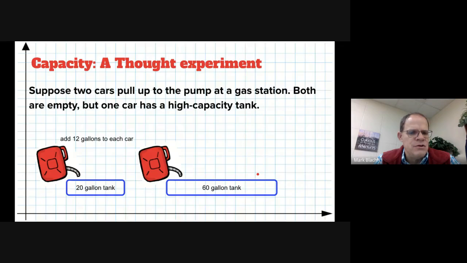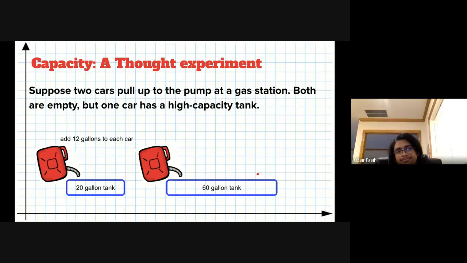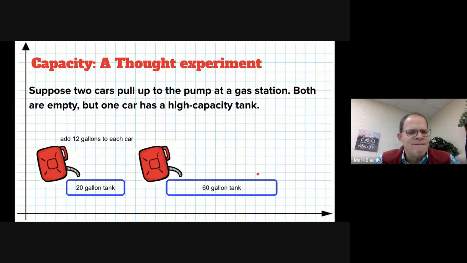How much will 12 gallons fill up a 20-gallon tank? What percentage? Will it fill it up 100%? No. How much? Like 50%-ish. A little more than 50, right? 12 out of 20 is 60%. 60%. So 12 gallons will fill up a 20-gallon tank 60%, right?